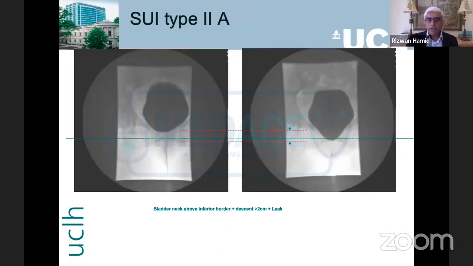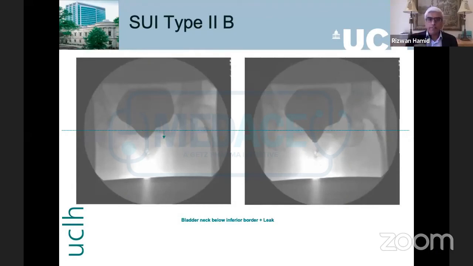This is type 2A, where again, the bladder neck is above the lower border of symphysis, but the descent is more than 2 centimeters and there's a leak. So this is type 2A. What is type 2B? Like we had in the first case, the bladder neck is below the level of the inferior border of symphysis, further descent and leakage, which is type 2B. And classically, before and now, we use the colposuspension, whether laparoscopic or open, for this problem.